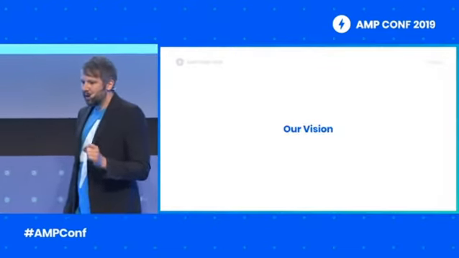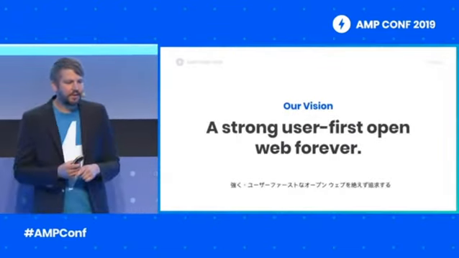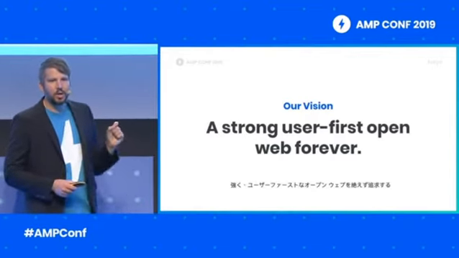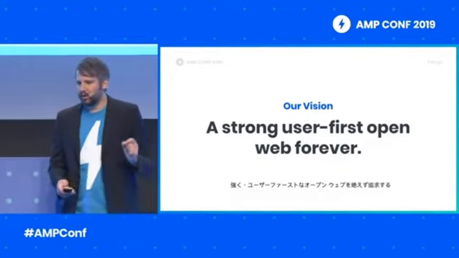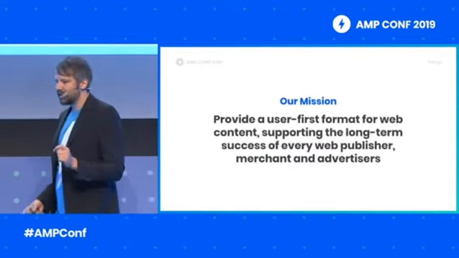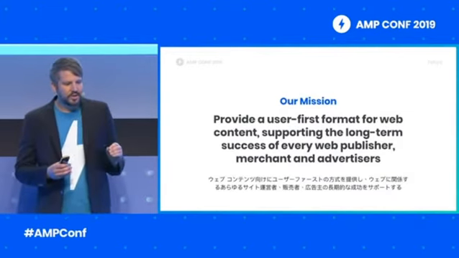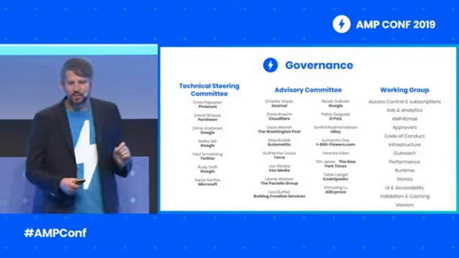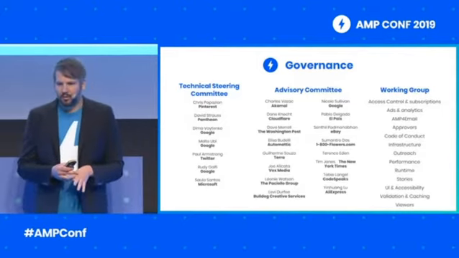While we've shown this before, I feel it's important to revisit the vision and the mission of the AMP project. We're here for a strong, user-first, open web forever. And to achieve that, we're supporting the long-term success of web publishers, merchants, and advertisers. At the core of this mission is the representation of all stakeholders of the web.